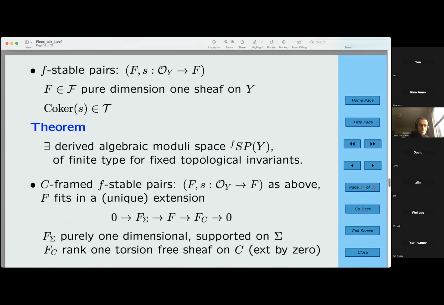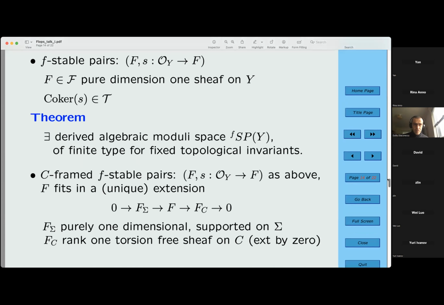And then in this setup, the notion of stable pair defined by Bryan and Steinberg is that an F-stable pair consists of a pure dimension 1 sheaf F on Y, which is torsion-free, which belongs to the torsion-free part of this torsion pair, and a section such that the cokernel belongs to the torsion part. Okay, so this is the notion that they use.